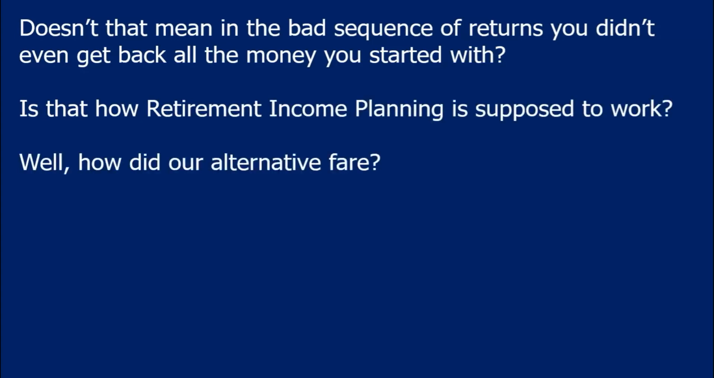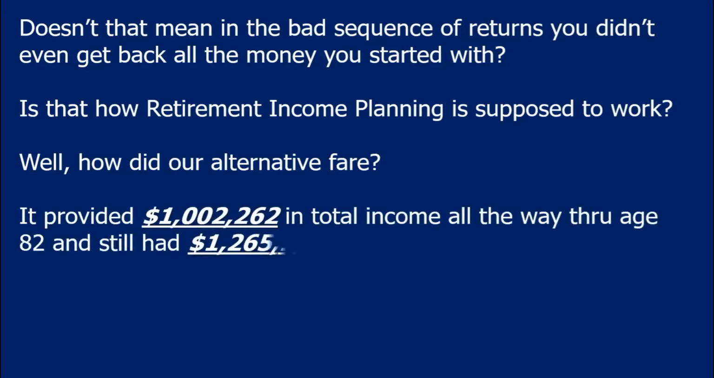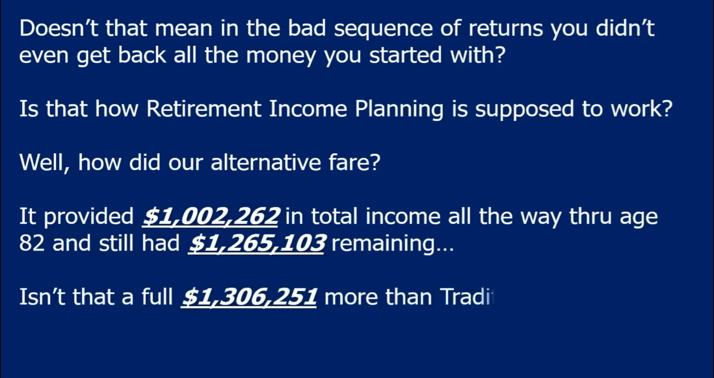Well, how did our alternative fare? It provided $1,262,000 in total income all the way through age 82 and still had $1,265,103 remaining. So isn't that a full $1,306,251 more than traditional planning? So you had over $1 million in income. You still have $1.2 million left after age 82 in a bad sequence of returns.